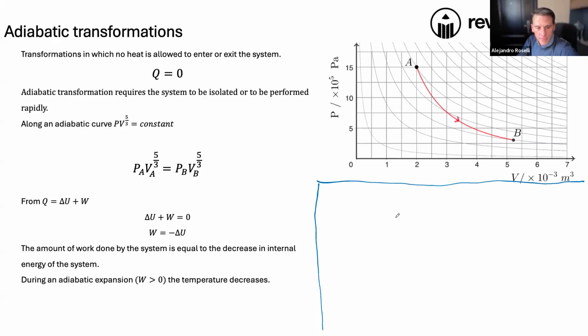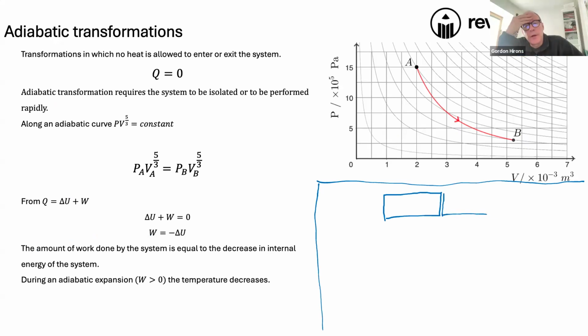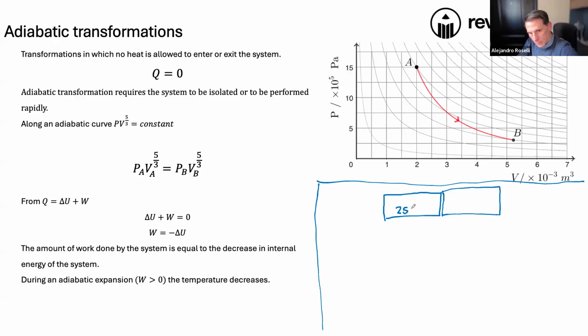Could you repeat, Gordon, the example? Okay, so two objects. Let's say we put two blocks next to each other, and one of them is at 250 Kelvin and another one is at 300 Kelvin. And so we're going to have a transfer of heat from the warm block to the cold block. So let's say we have 50 joules moving, so Q is 50.